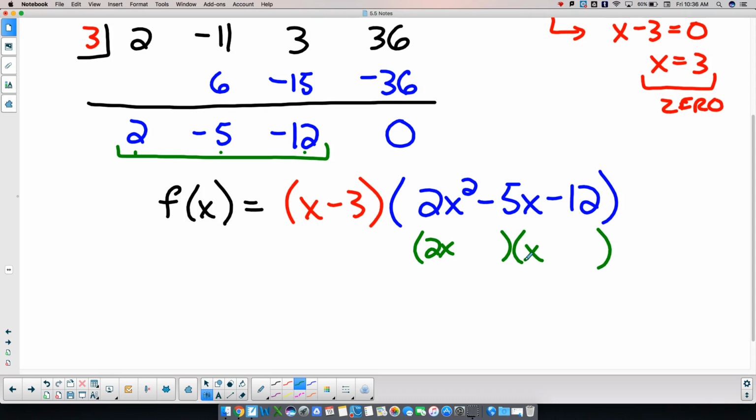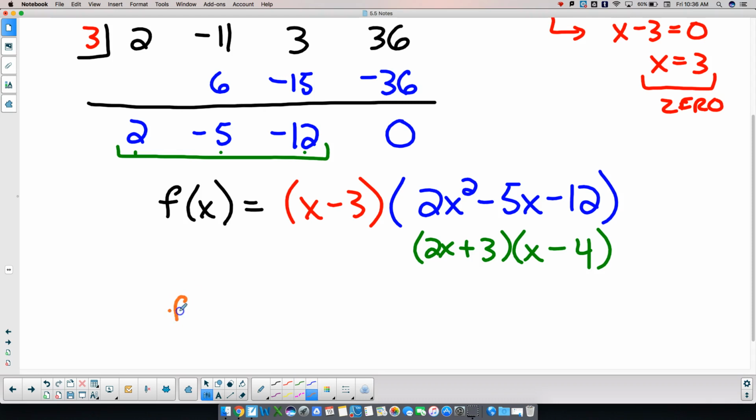3 first or 4 first? 3 first. Signs. Plus minus. So you're going plus here, minus there. Okay? Outsides gets me negative 8x. Insides gets me positive 3x. Together that gets me negative 5x, which is what I want. Last gets me positive 3 times negative 4 is negative 12. So I would concur that that's how that's factored.